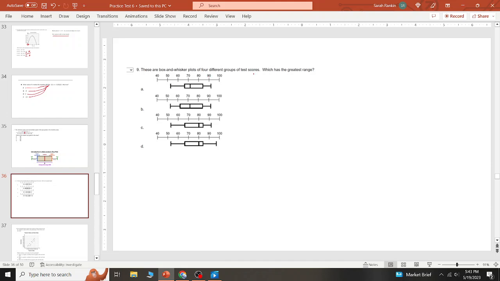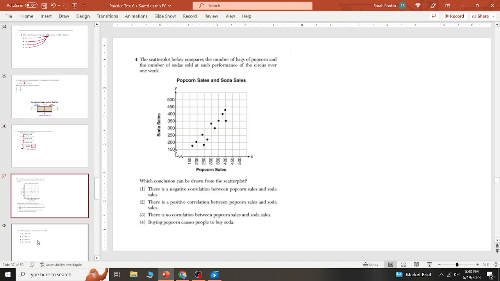For the four different plots, what is the greatest range? Remember range is minimum to maximum. So these all have the same minimum value. This one has the largest maximum, so this one would have the largest range.